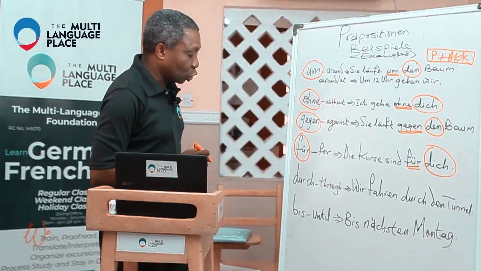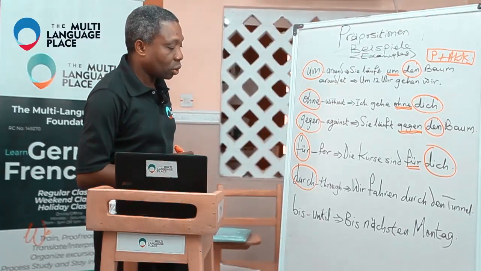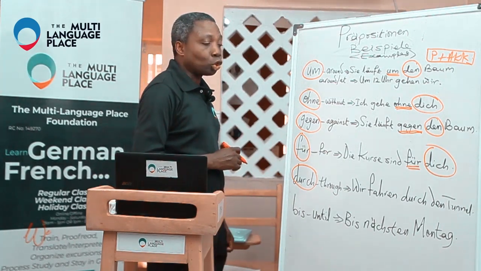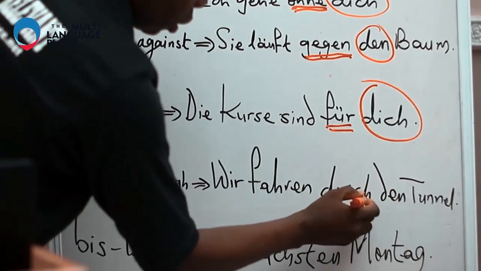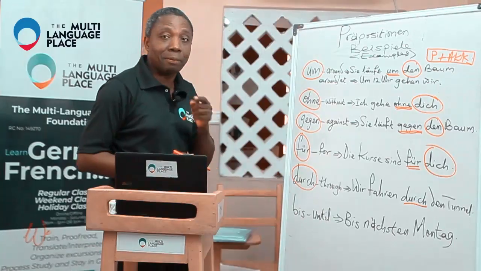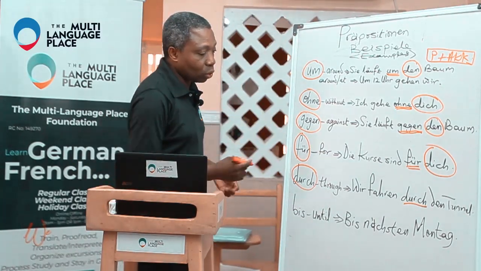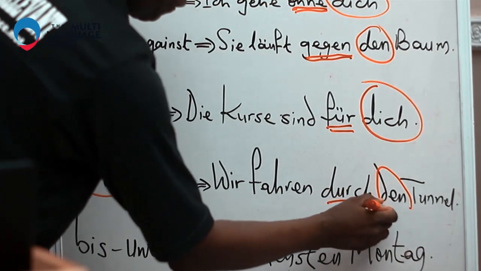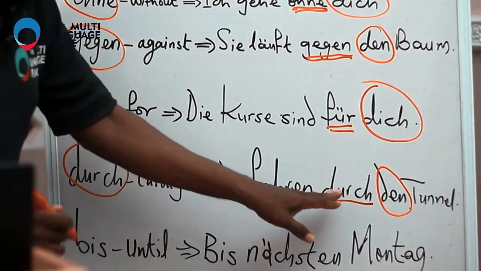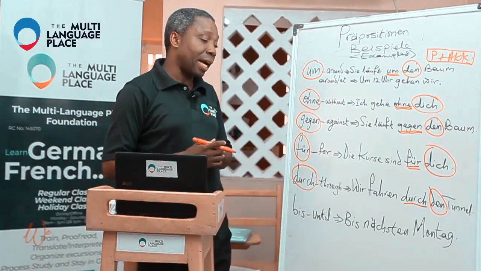Then we go to the next one, durch. Durch, and it means through. Wir fahren durch den Tunnel. So we see it here, durch, and then we see the form of the article, of course, it's still the same article, and it's in the masculine form. So we see the accusative form of masculine noun, and that is den. Wir fahren durch den Tunnel. We are traveling through the tunnel.